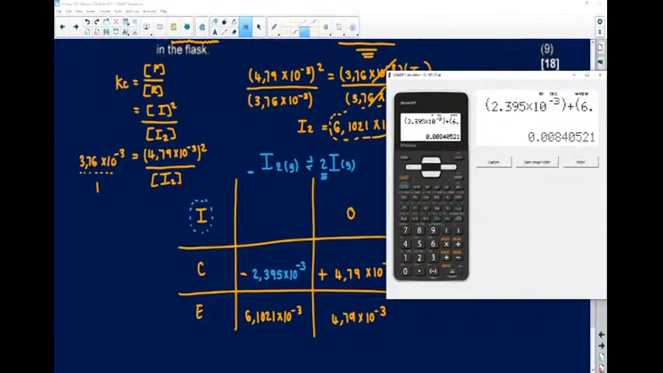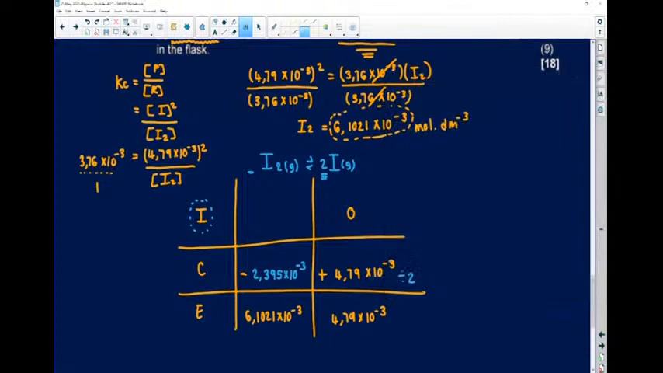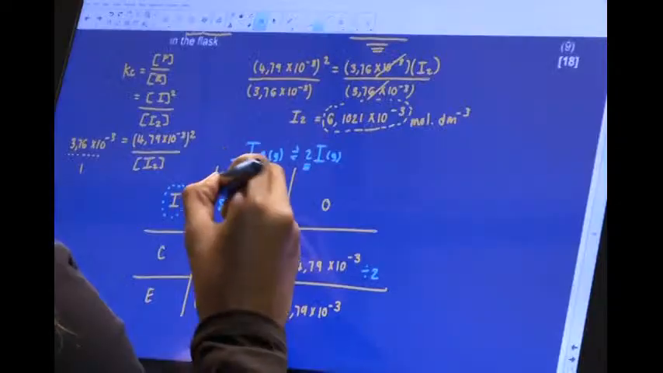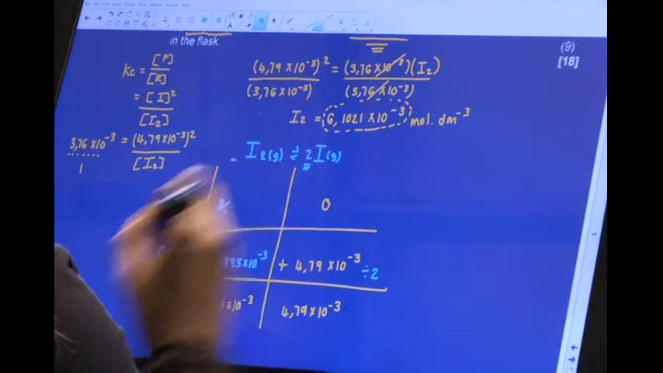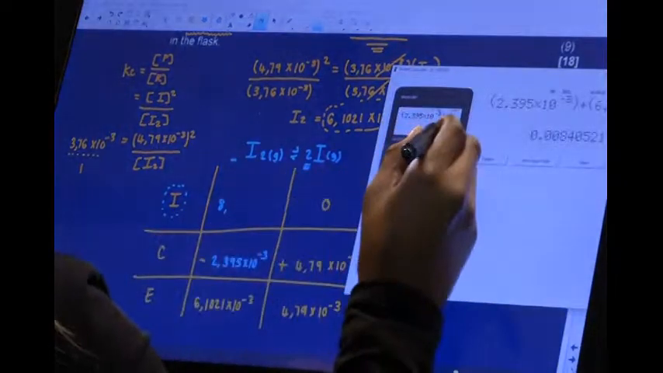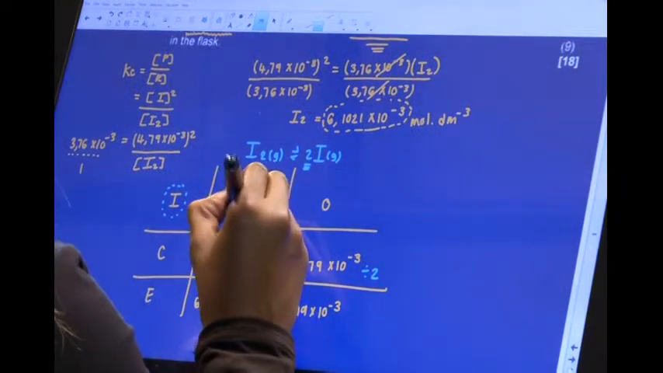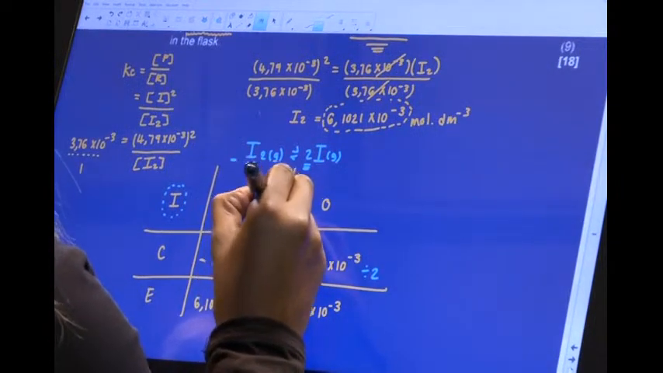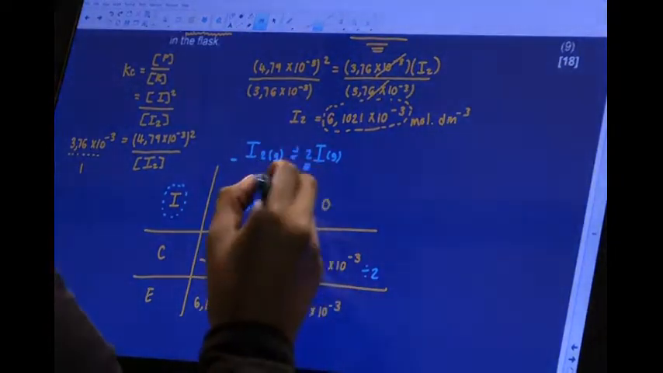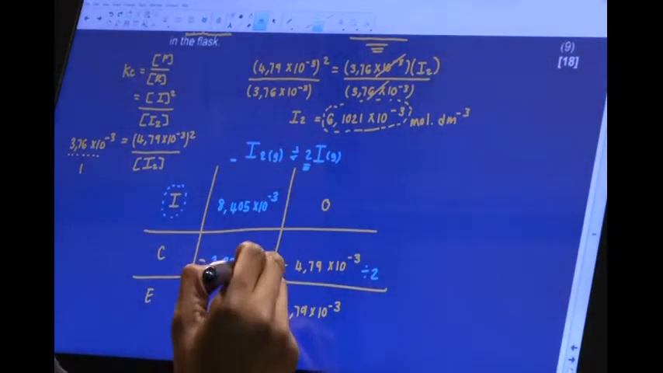So I'm going to leave it as 0.8405. That's what I had at equilibrium, times 10 to the negative 3. So 8.405 times 10 to the negative 3. So that is what I had at equilibrium. Just want to go over this again.